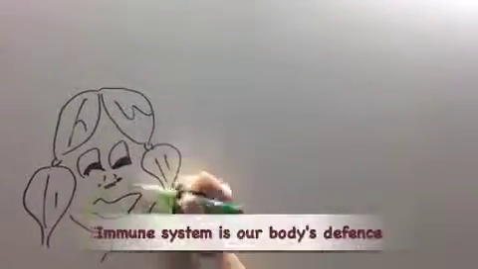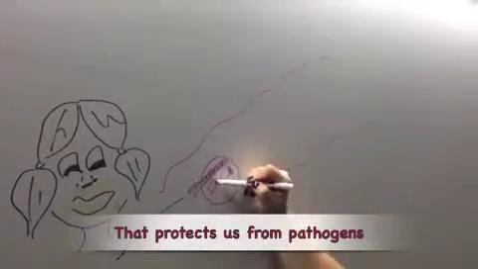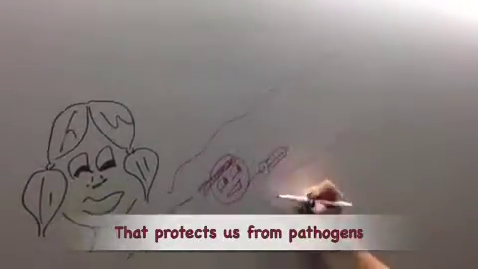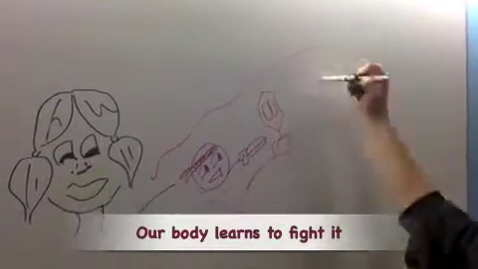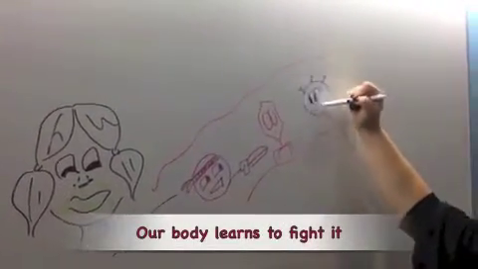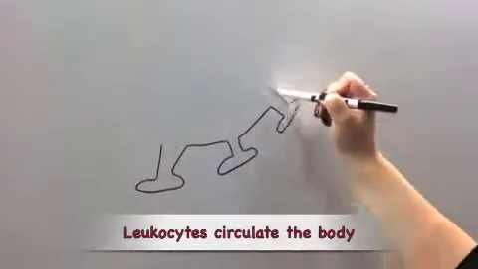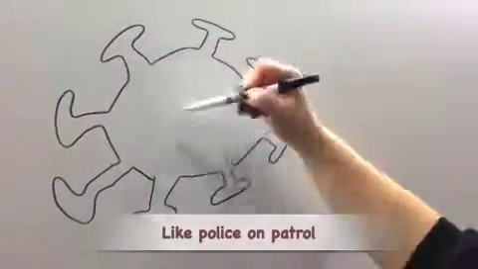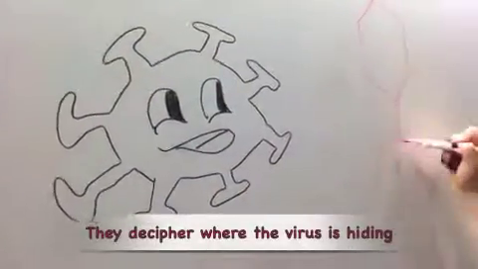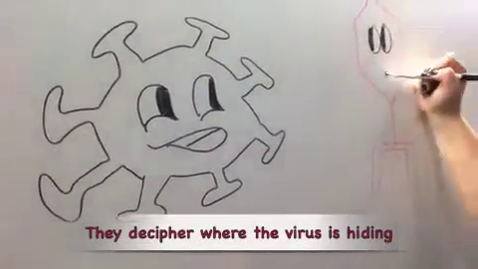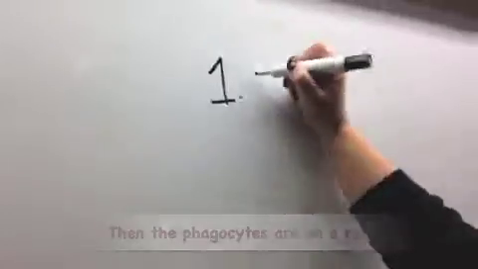Immune system is our body's defense that protects us from pathogens. When microbes invade us, our body learns to fight it. Leukocytes circulate the body like police on patrol. They decipher where the virus is hiding. Then the phagocytes are on the road.